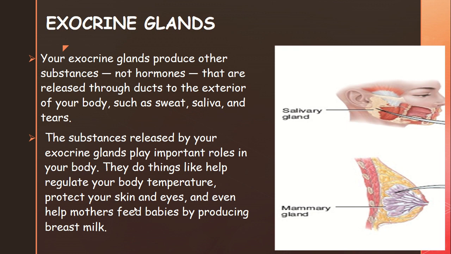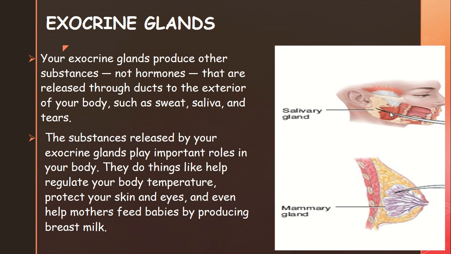The sebaceous gland present in our body helps in producing oiliness, that is the sebum, which is produced in our skin, and it protects from many infections. It protects and lubricates the skin. And for the eyes, the tears produced in the eyes wash out dust particles and moisten the eyes, helping to protect them. Mothers feed babies by producing breast milk with the help of the mammary gland.